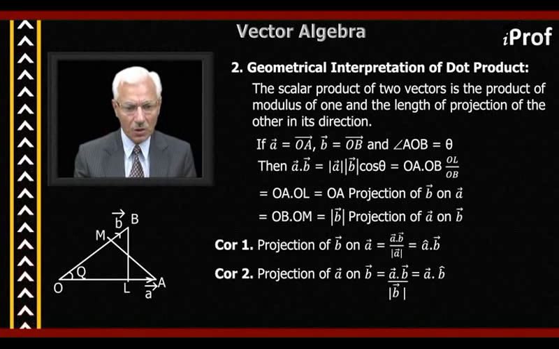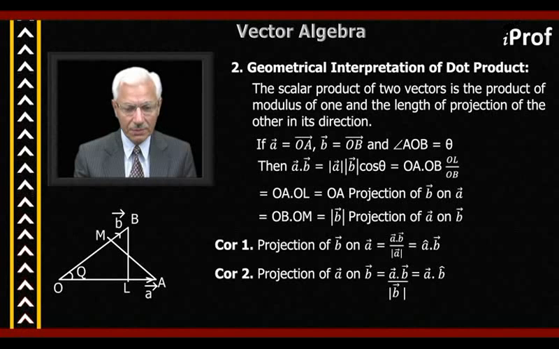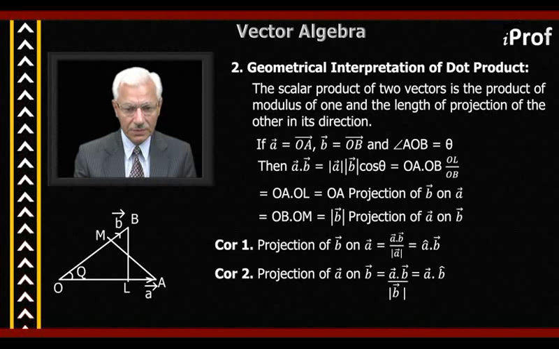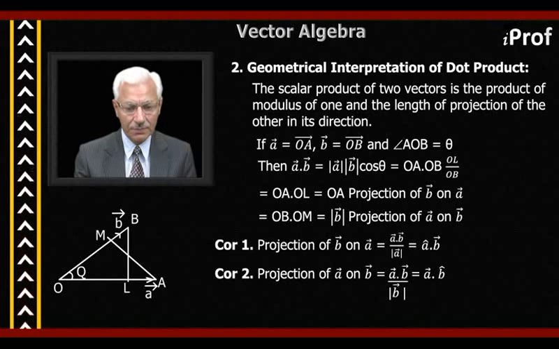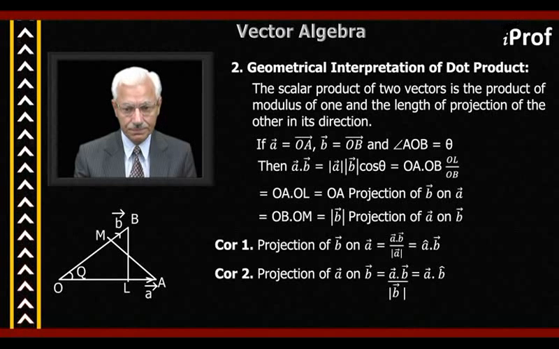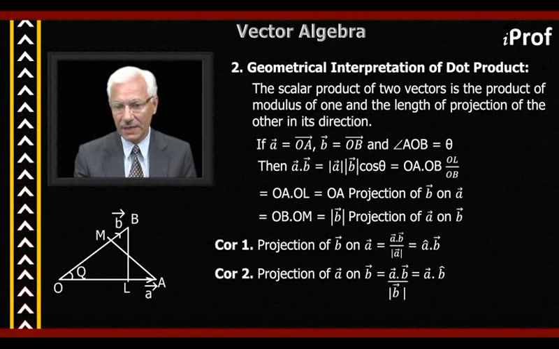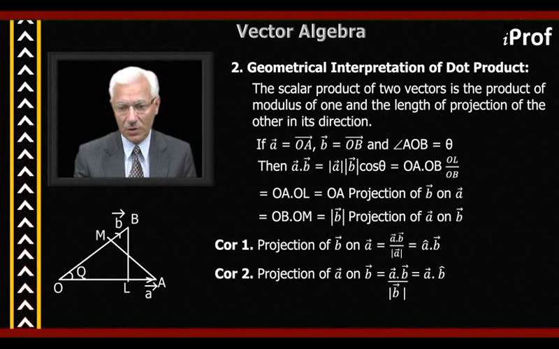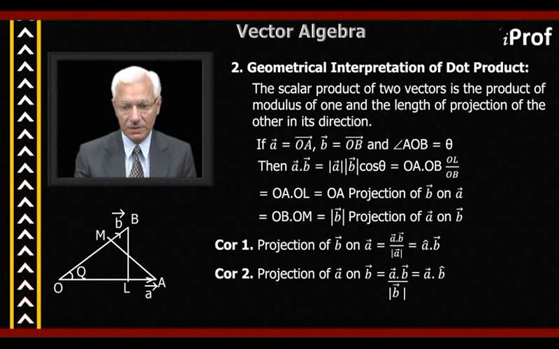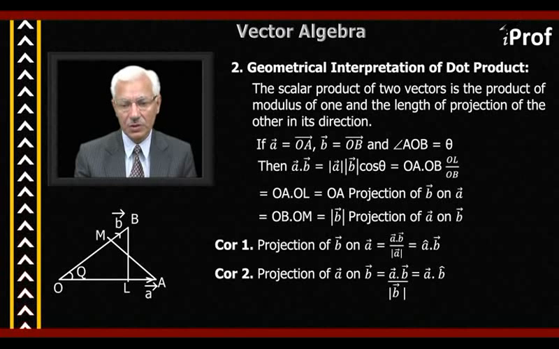An important corollary follows. Projection of B on A becomes A dot B divided by modulus of A, which can be written as A cap dot B. Corollary 2: projection of A on B can similarly be written as A dot B divided by modulus of B, which can be written as vector A dot B cap.